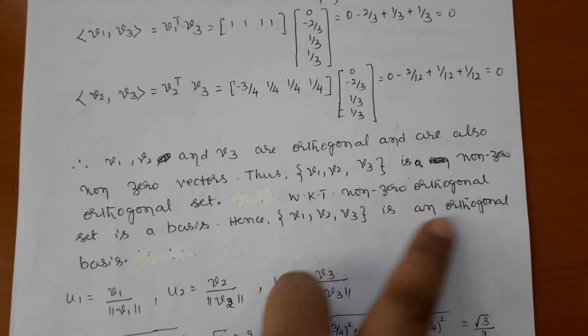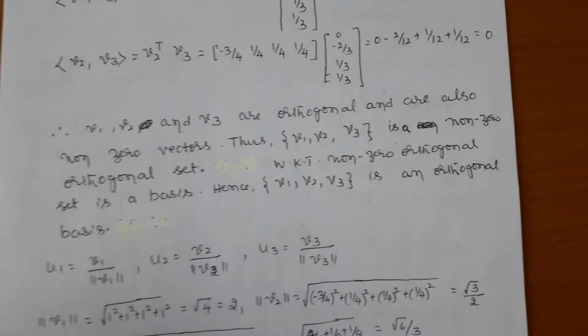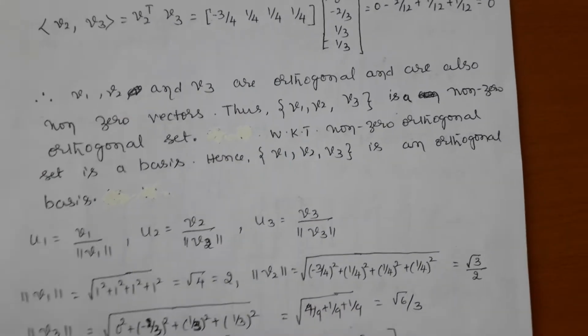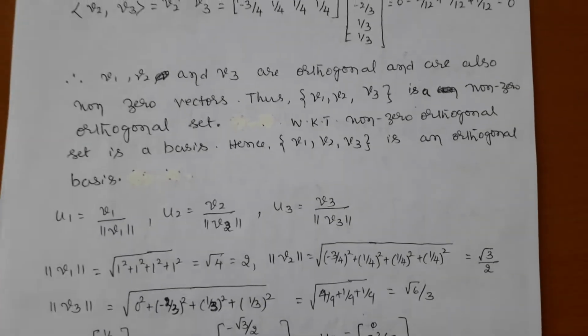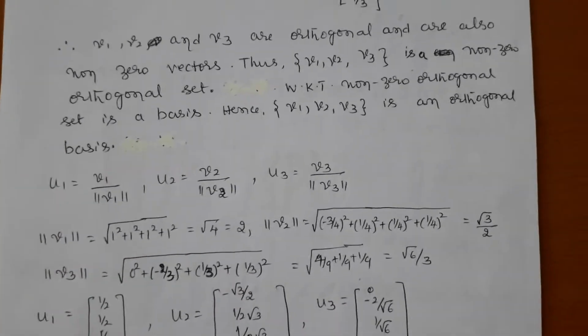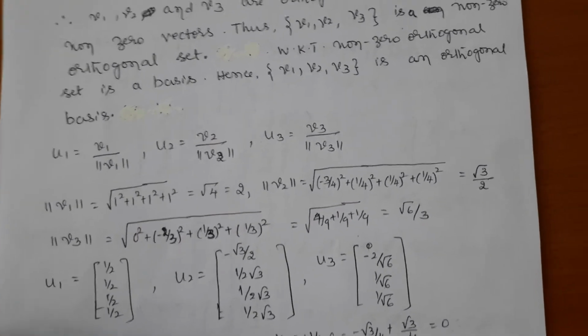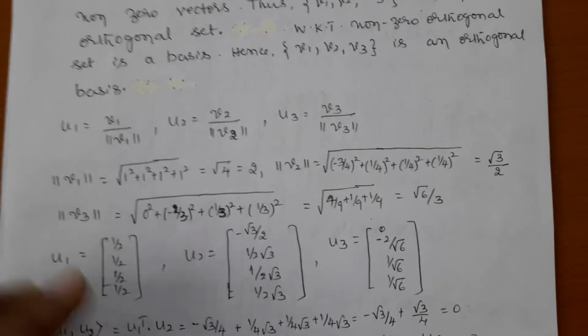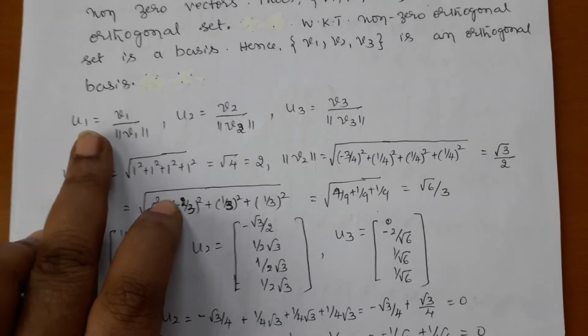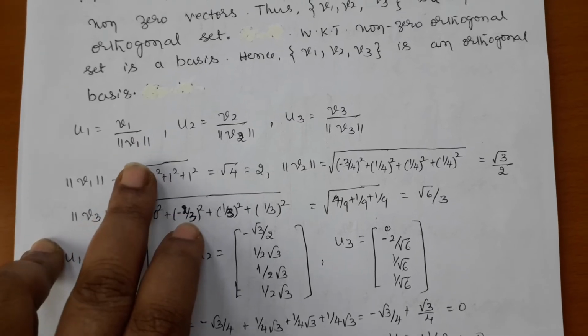We know that a non-zero orthogonal set is a basis, hence V1, V2, V3 is an orthogonal basis. But Q is nothing but the columns of A, the orthonormal basis of A. Next, try to find the orthonormal set. How to find the orthonormal set? We already discussed in the previous video. U1 is equal to V1 divided by the norm of V1.